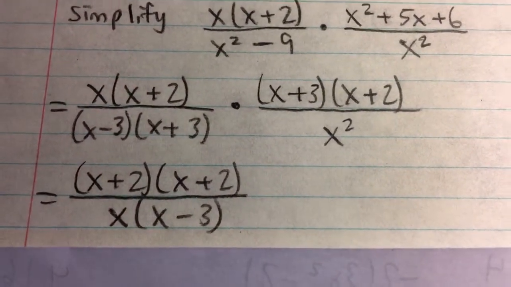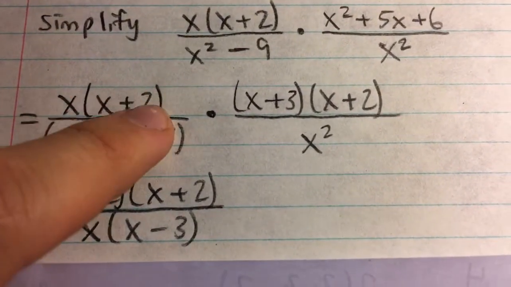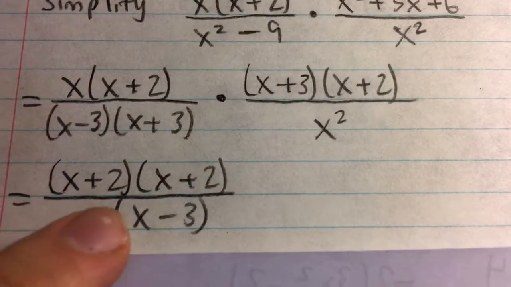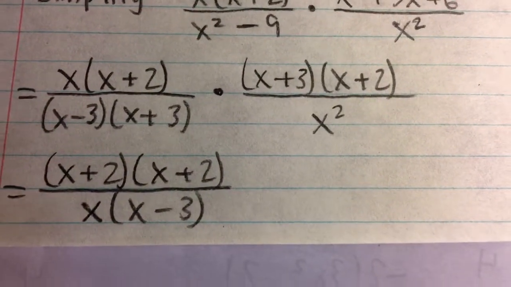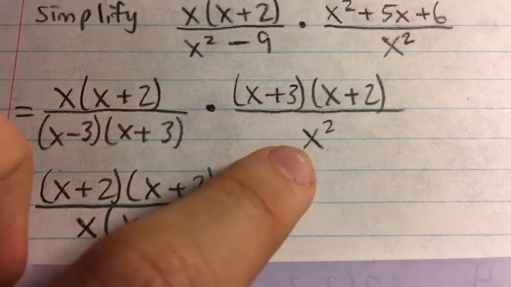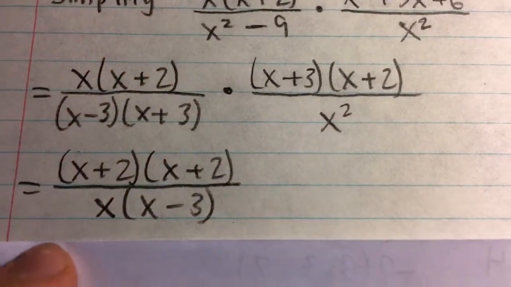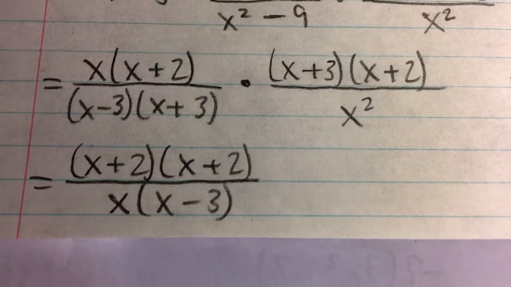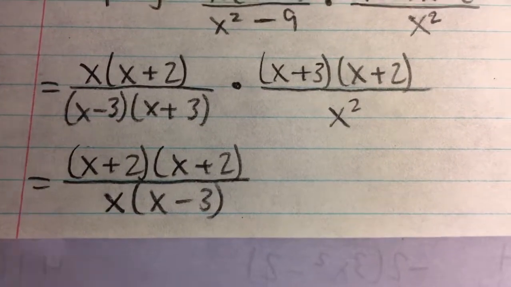x. And so what we're left with in the numerator is these two x plus 2 terms. So we have x plus 2 times x plus 2. In the denominator, we're left with x minus 3, and one of the x's has been canceled out, and so we're left with x times x minus 3, and so that's our final answer.